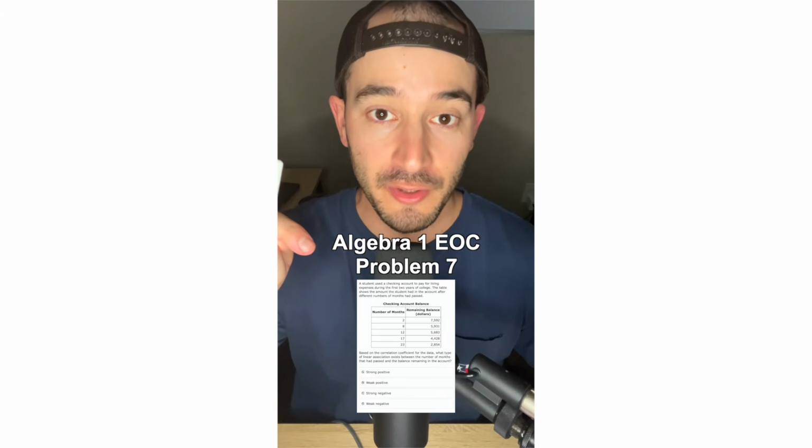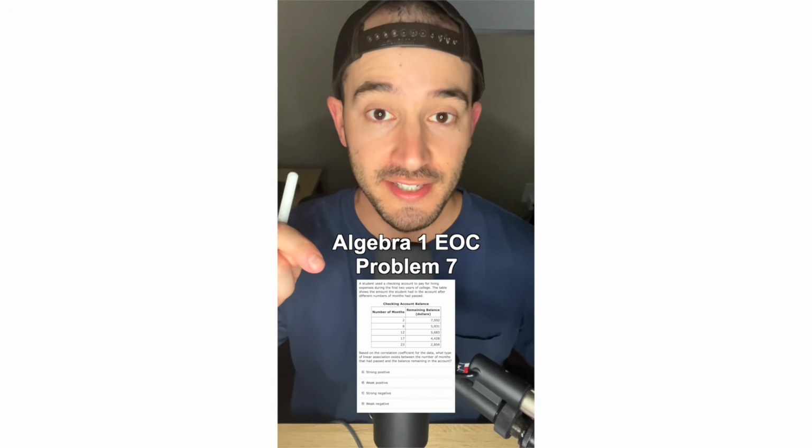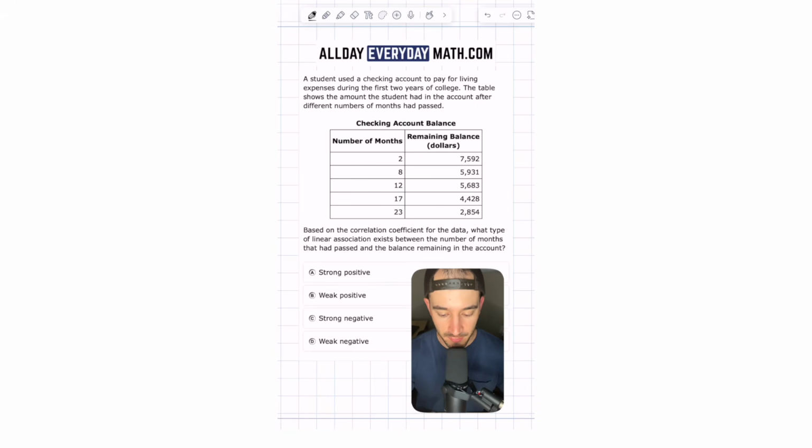This is number 7 from the 2025 Algebra 1 EOC. It says a student used a checking account to pay for living expenses during the first 2 years of college. The table shows the amount the student had in the account after different numbers of months had passed. Based on the correlation coefficient for the data, what type of linear association exists between the number of months that had passed and the balance remaining in the account?